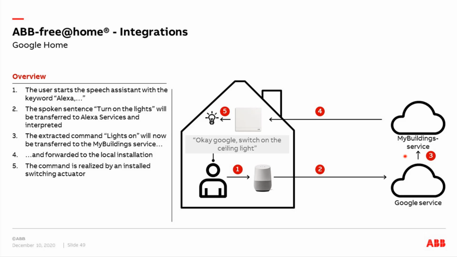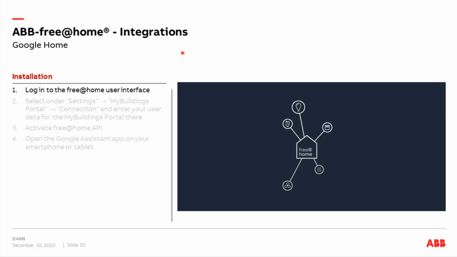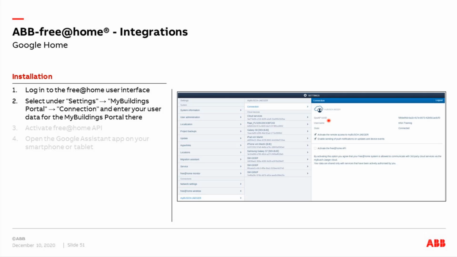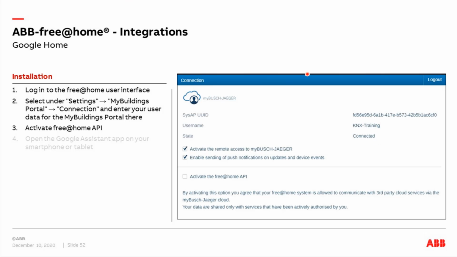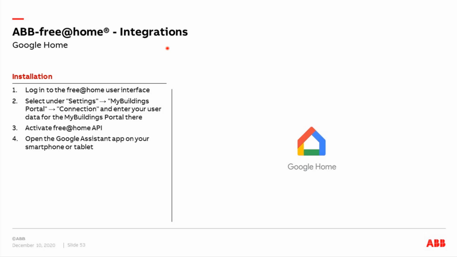Also the installation is more or less the same. From the Free at Home side, it's really completely the same. We have to log into the Free at Home interface. If you're already logged in, like here in my case, of course it's not needed twice. You have to be logged into your My Buildings account, and you have to activate the Free at Home API again. So this is again the same as what we have to do on the Free at Home side. And then, of course, we don't open the Alexa app now. We have to open the Google Home app and do the integration from the Google Home side.